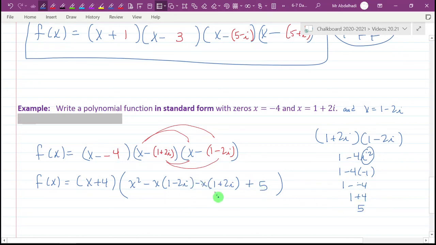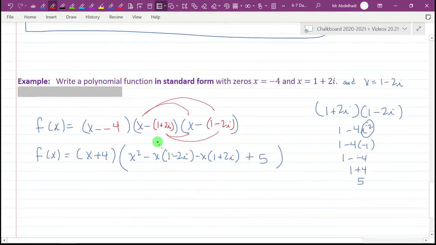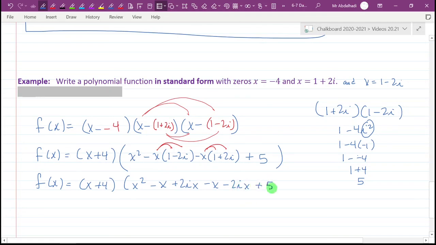Okay? So last thing we have to do here is distribute the x here and the x here. Okay, so far we're here. This is an x squared. Okay, what do we get here? Negative x times 1 is negative x. Negative x times negative 2i is positive 2ix. Negative x times 1 is negative x again. Negative x times 2i is negative 2ix. And then you get your 5 here. Well, this term and this term are exactly the same but opposite signs, so they cancel out.